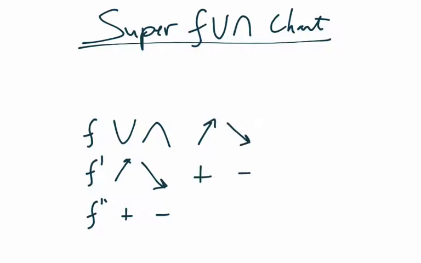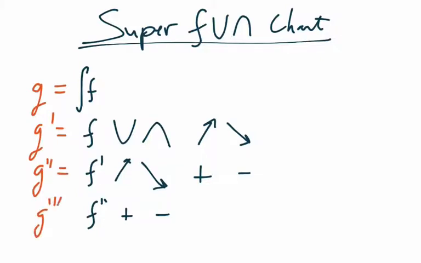What the Superfund chart does is extend this to the integral of f, because again, going up on this chart we have antiderivatives, and so we also have here where most often g is defined as the integral of f. And so if we go down, that means that g prime is f, and g double prime is f prime, and g triple prime is f double prime, although that's not very much used for problems.